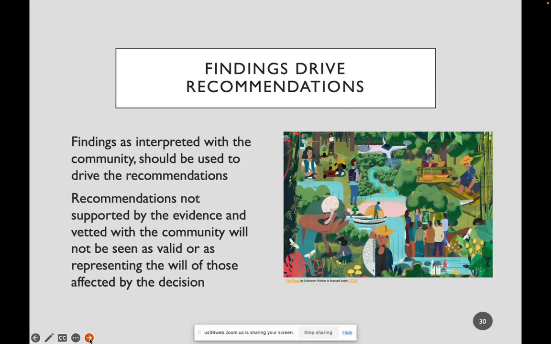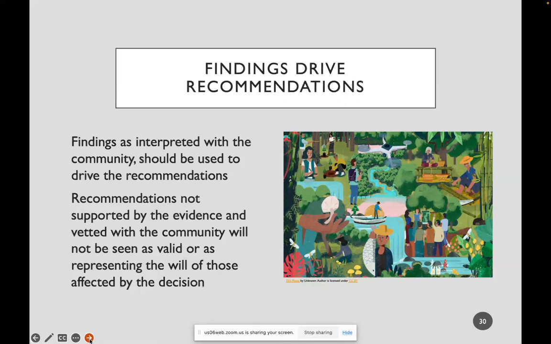Just because you don't have 42 scientific studies that say this is the answer doesn't mean you can't put forward that answer. We're never going to have perfect data or perfect certainty. This is public health. Humans are messy, right?